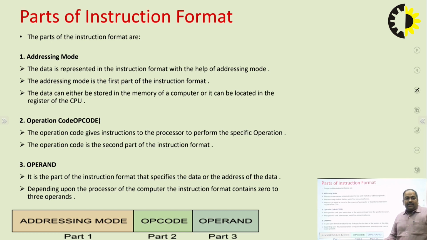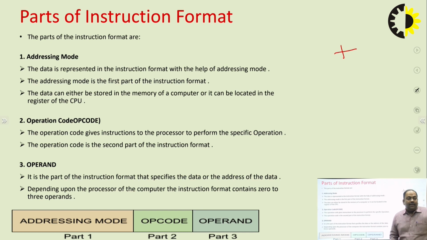This data can be stored in the memory of a computer or located in the register of the CPU. The operation code is the specific operation, meaning for addition, the operation code is add. For subtraction, the operation code is subtract. So this opcode is the specific operation which we are doing: multiplication, division, subtraction, addition. And operand is the data on which we are doing that operation. It is the part of the instruction format that specifies the data or the address of the data in which it is stored.